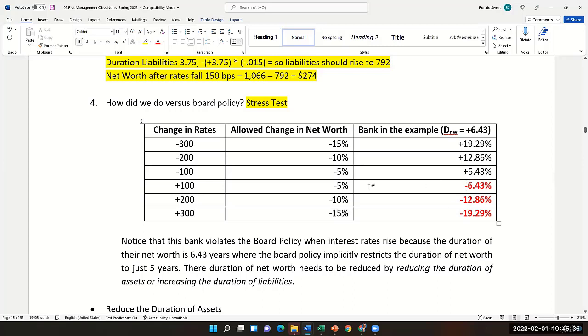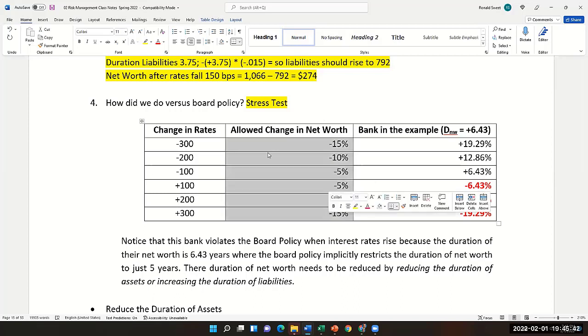Now, one question I asked on the exam is, what is the implied maximum duration of net worth in this board policy? Can any of y'all figure that out? I mean, it's in the answer there, but can you figure it out and see how I figured it out?